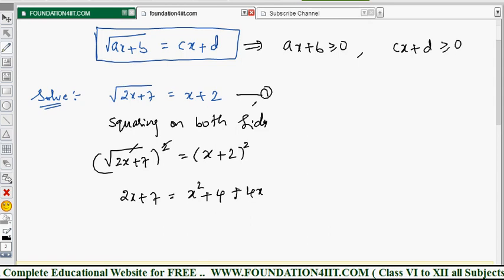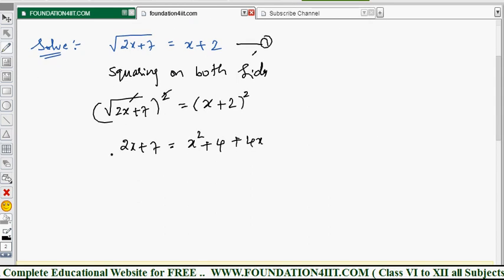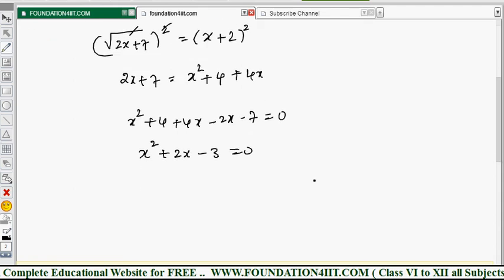Take all the terms to one side. Then x square plus 4 plus 4x minus 2x minus 7, changing the signs when moving. In general form this is x square plus 2x plus 4 minus 7, which is minus 3, equal to 0. Right? Now this is the general form of a quadratic equation. We'll get two answers, but among the two, how to check which is exactly correct is important in this type of question.